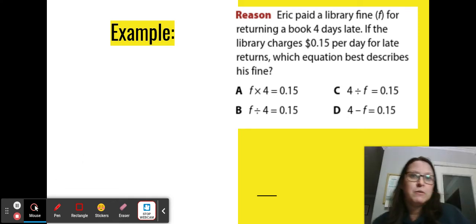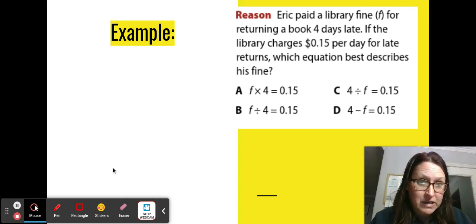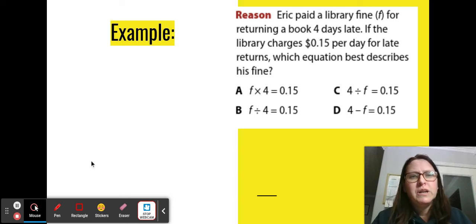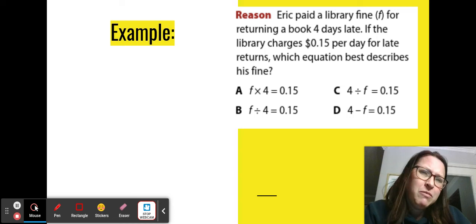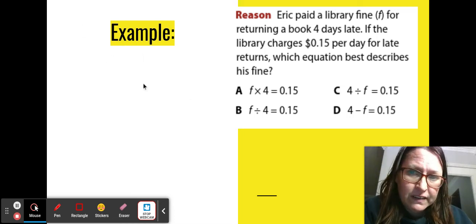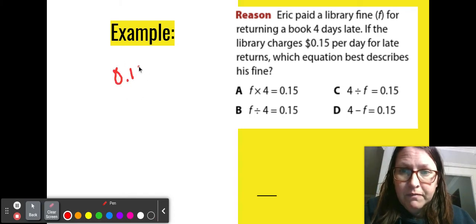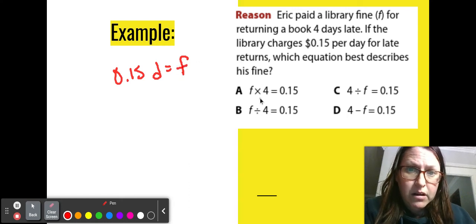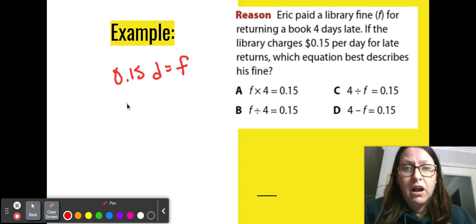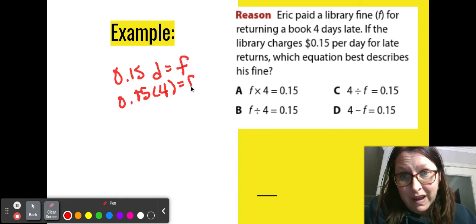Eric paid a library fine for returning a book 4 days late. If the library charges 15 cents per day for late returns, which equation best describes his fine? Well, when I'm looking at this, I know that they pay 15 cents a day. 0.15 per day equals the total fine. So I know that to solve it, I'm doing 0.15 times 4 equals F.